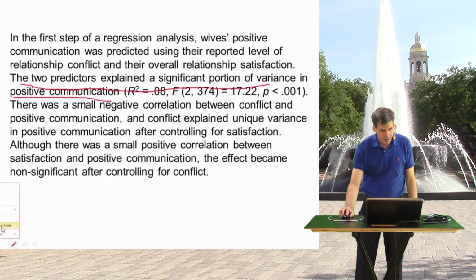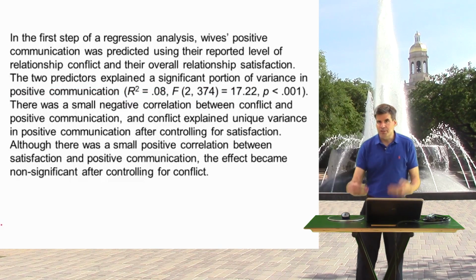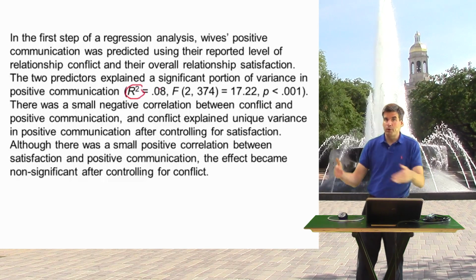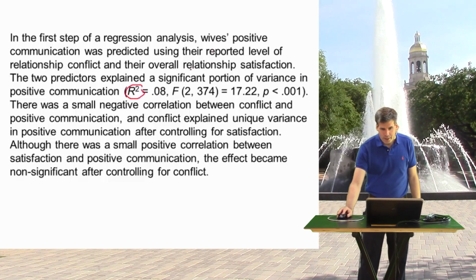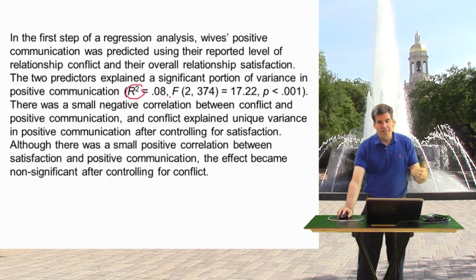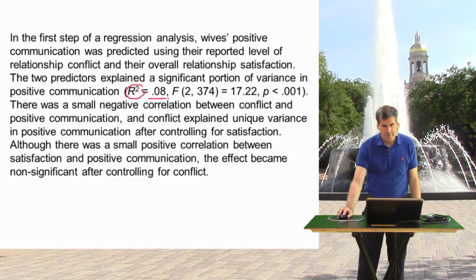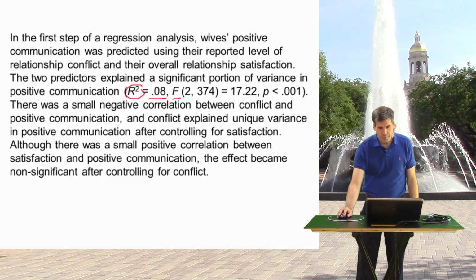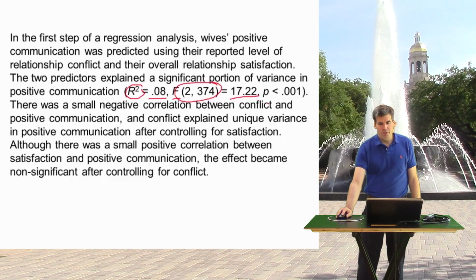And I'm going to give the 5 pieces of information, just as we did before, where I give the R squared. Now, one thing to be clear about here, you want to make sure you do the R squared for step 1, talking about the percent of variance explained at step 1. We explained 8% of the variance, everything rounded to 2 decimal places. Give the F value for step 1, degrees of freedom in parentheses. Our F value was 17.22.